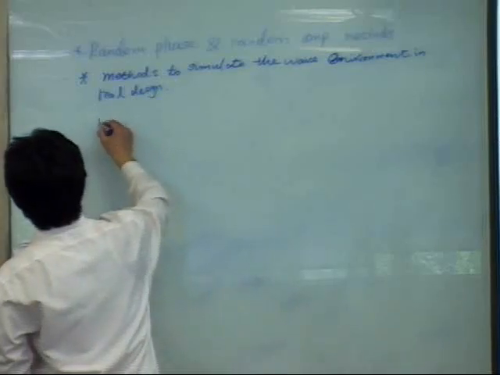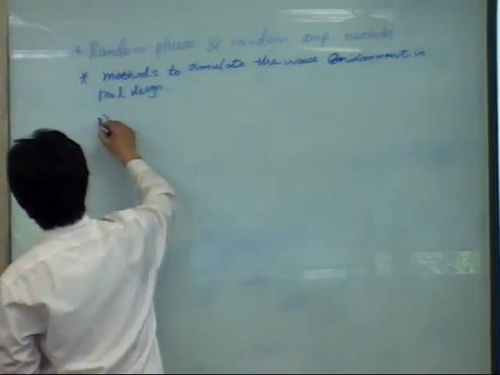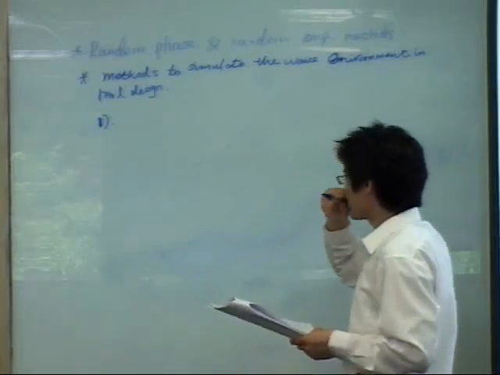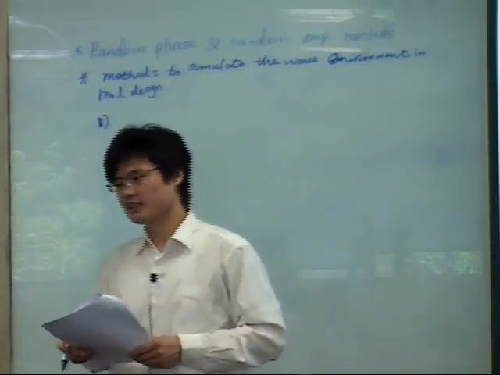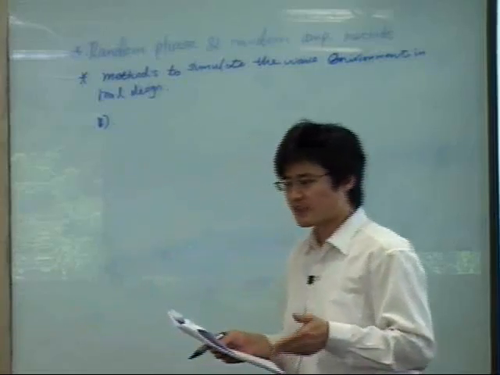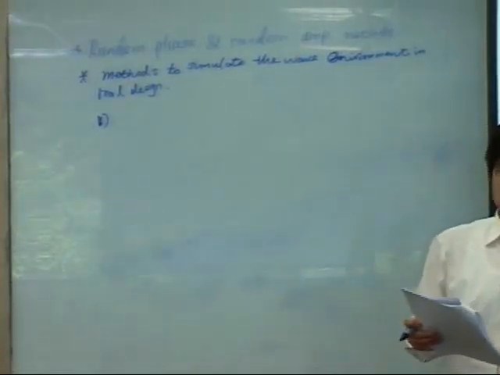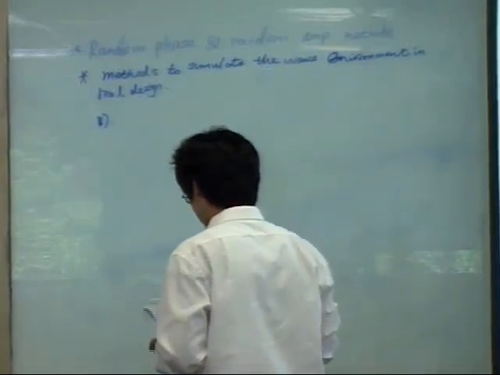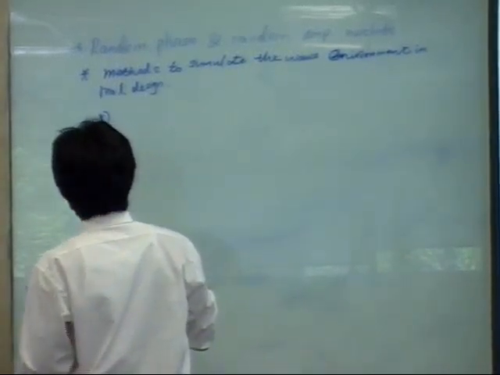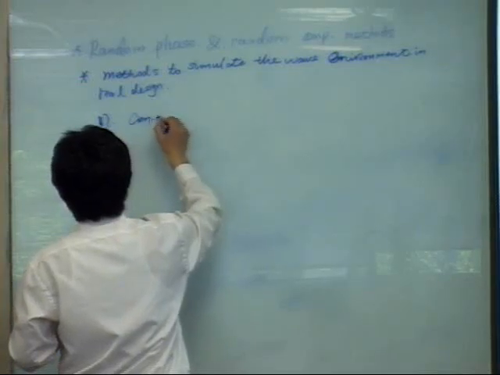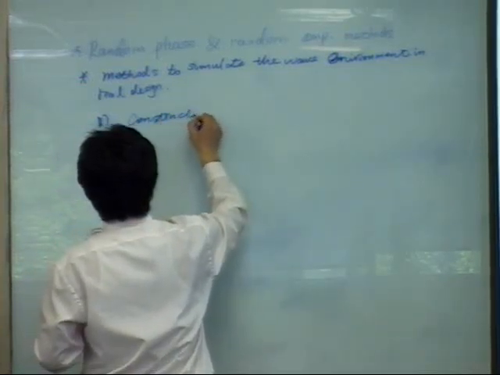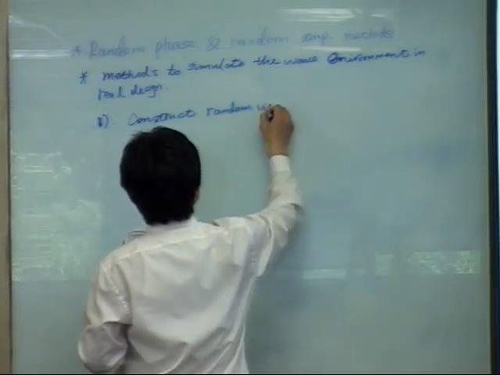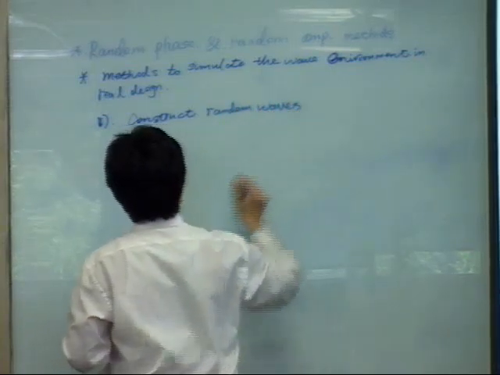Okay, the first method, as I said, we can use the random phase or random amplitude method to simulate a storm condition in a short time. We construct random waves. Okay, that's what I told you.